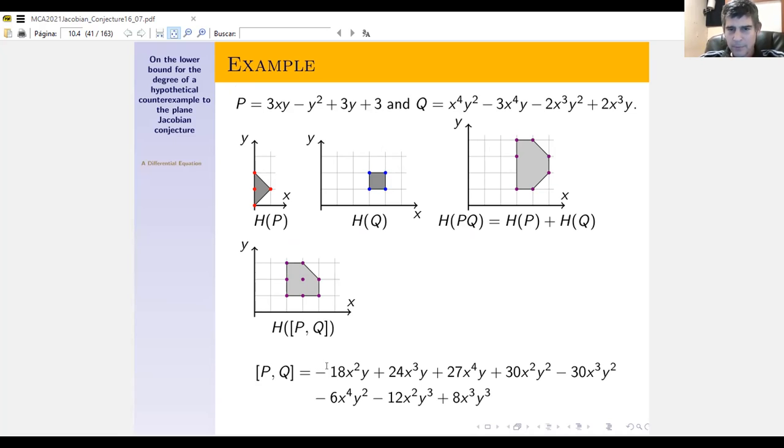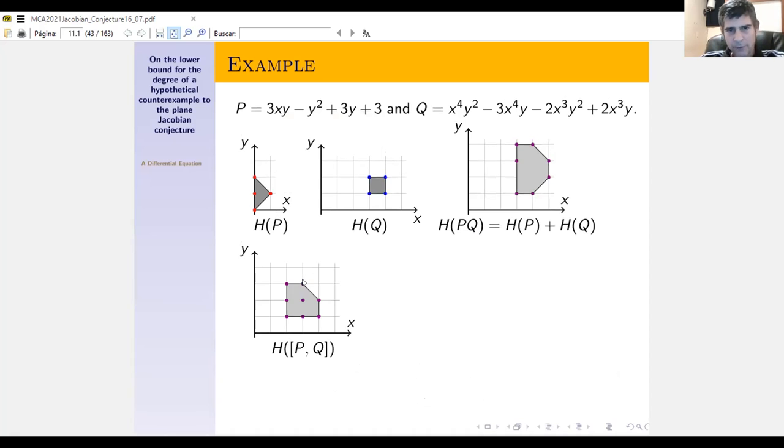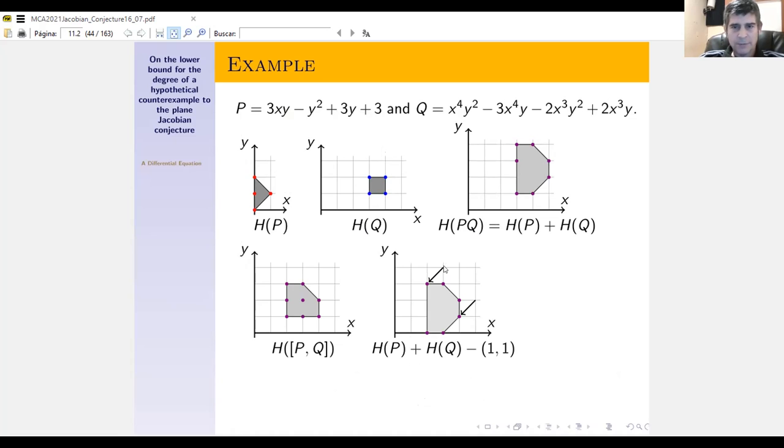So the support of this expression is given by this figure, and then, well, it doesn't seem to be very well behaved, but we have the following. The support is contained in the sum of the two supports of P and Q minus (1, 1). Here we have the sum of the two supports, and we have to shift the Newton polygon by one to the left and one down.